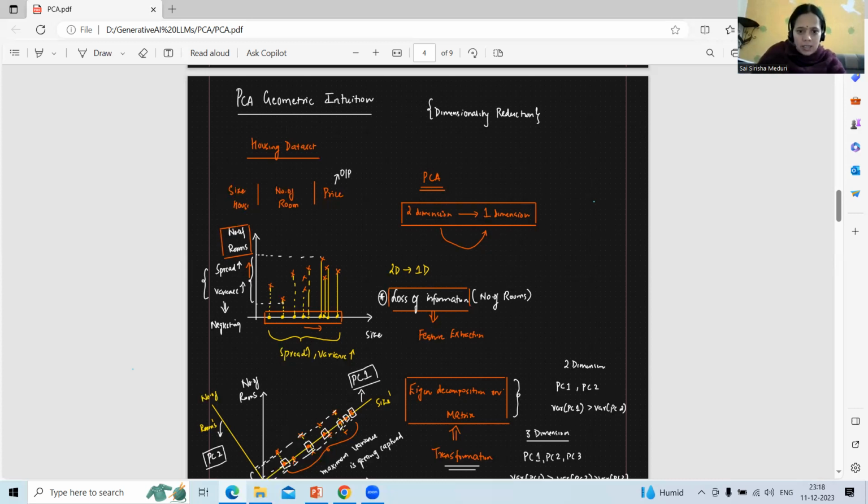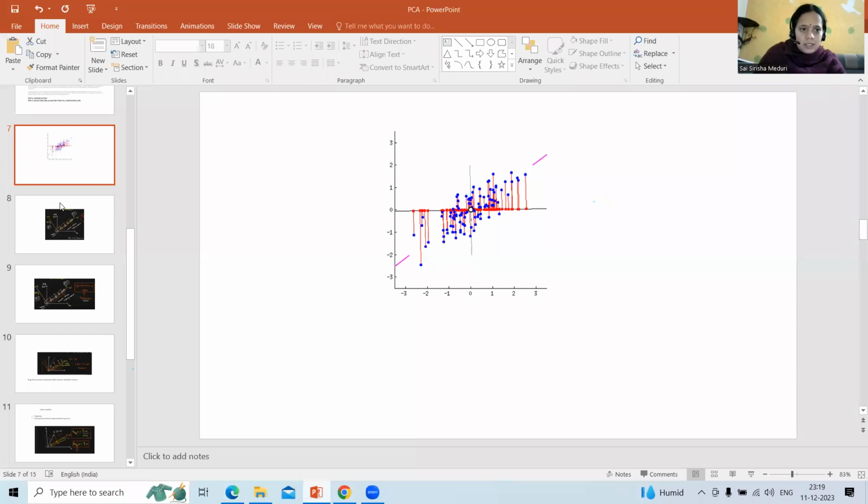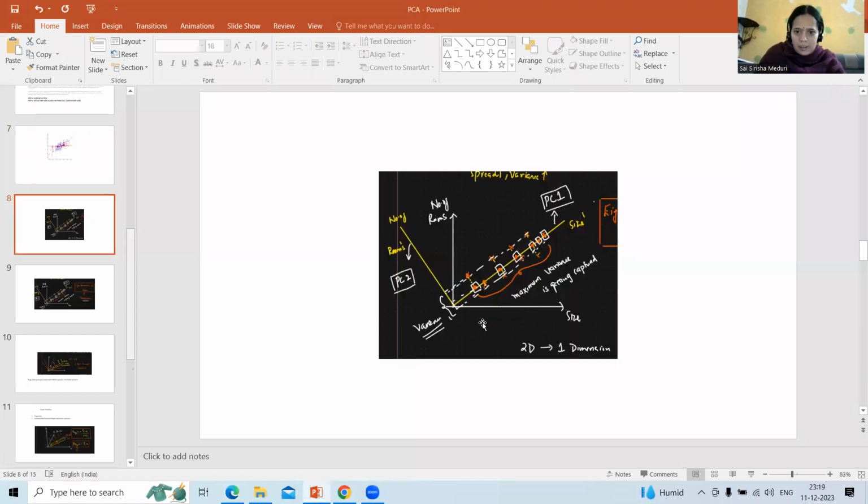So in this case, what I will do is we will consider a line which has maximum coverage or maximum information of all the data. So I will take this line. If I take this line, I will project these data points onto here. So I have all the information, or the variance or the spread of data related to size here. Along with that, I will draw a perpendicular orthogonal line.